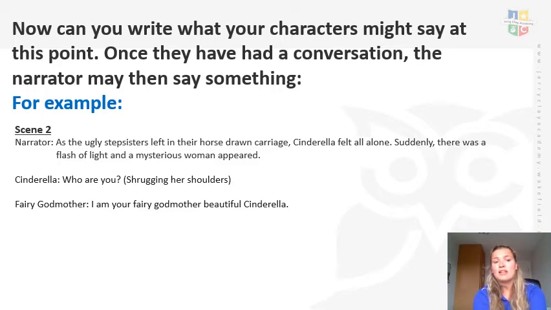My fairy godmother then says, remember, starting a new line with the name first, followed by the colon. I am your fairy godmother, beautiful Cinderella. So you can see there that the conversation is starting to build. The narrator then might say something like, as the fairy godmother stepped forward, Cinderella noticed the magical wand that she held in her hand. So the narrator can speak again to give you a little bit more information. It doesn't just need to be the characters.